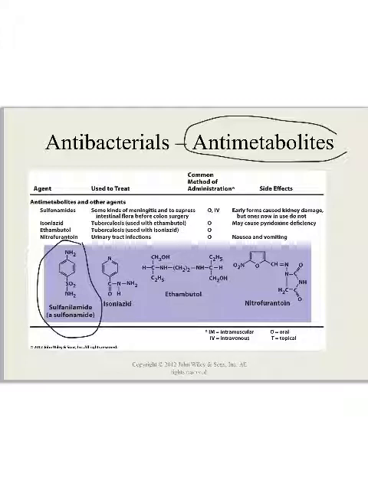Now isoniazid they use, and nitrofuran they use against UTIs. Isoniazid and ethambutol, I think that's how you say it, are used against TB, tuberculosis. They're a combination that they give together.